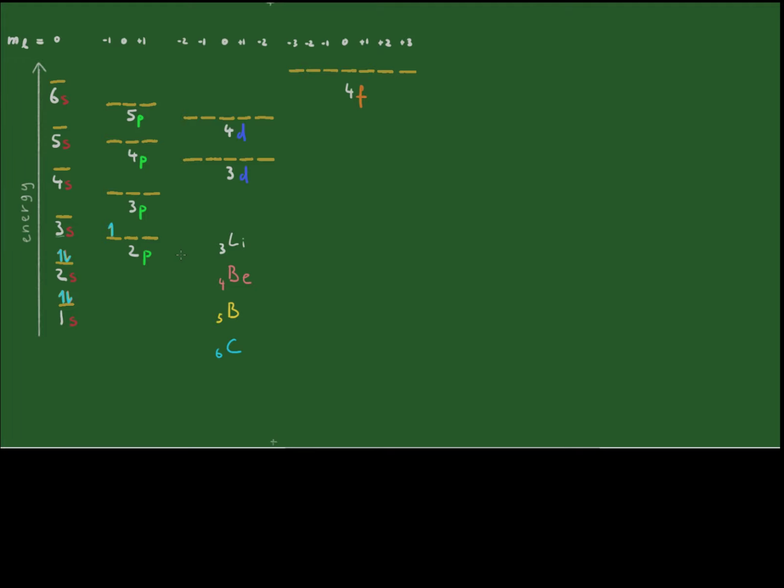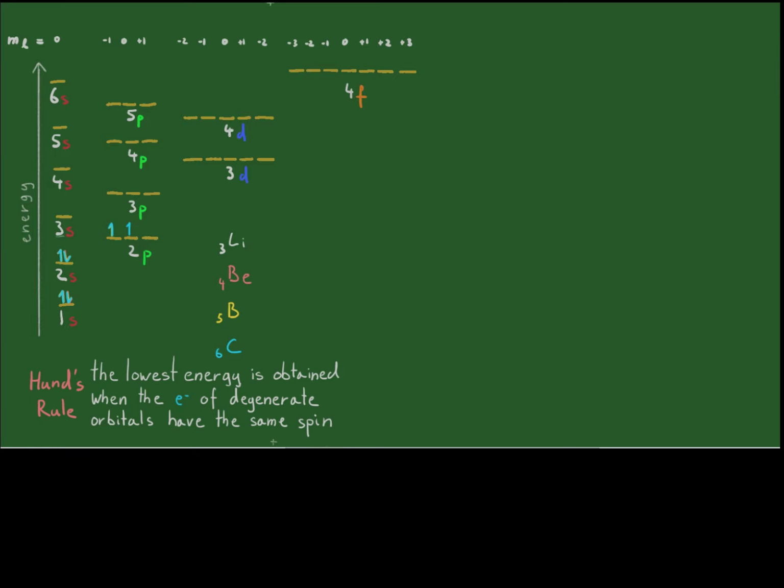And now you have a bit of a conundrum. Where does the 6th electron go? It could go here, or it could go here. Well, as it turns out, it goes here. So it occupies the next 2p orbital. This is due to Hund's rule, which states that the lowest energy is obtained when the electrons of the degenerate orbitals have the same spin.